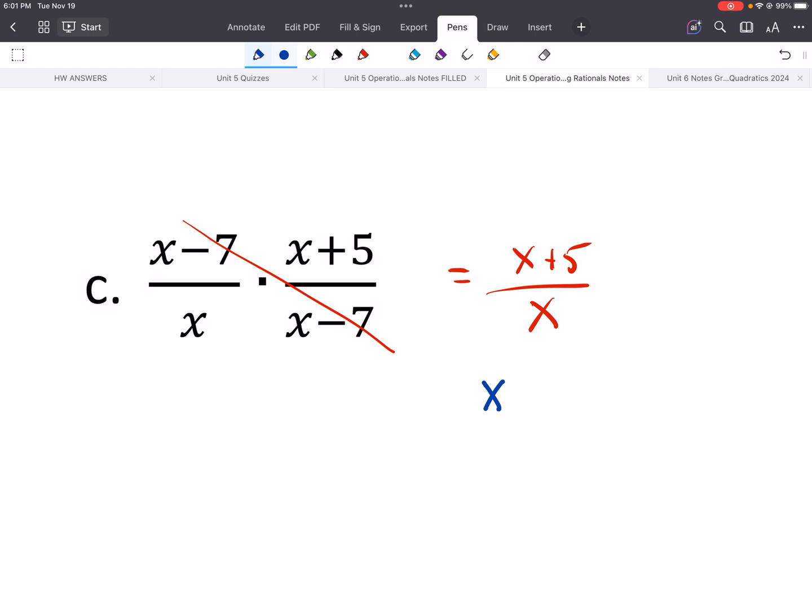And then our excluded values, x cannot be 0, and it cannot be 7. So 0 and 7.